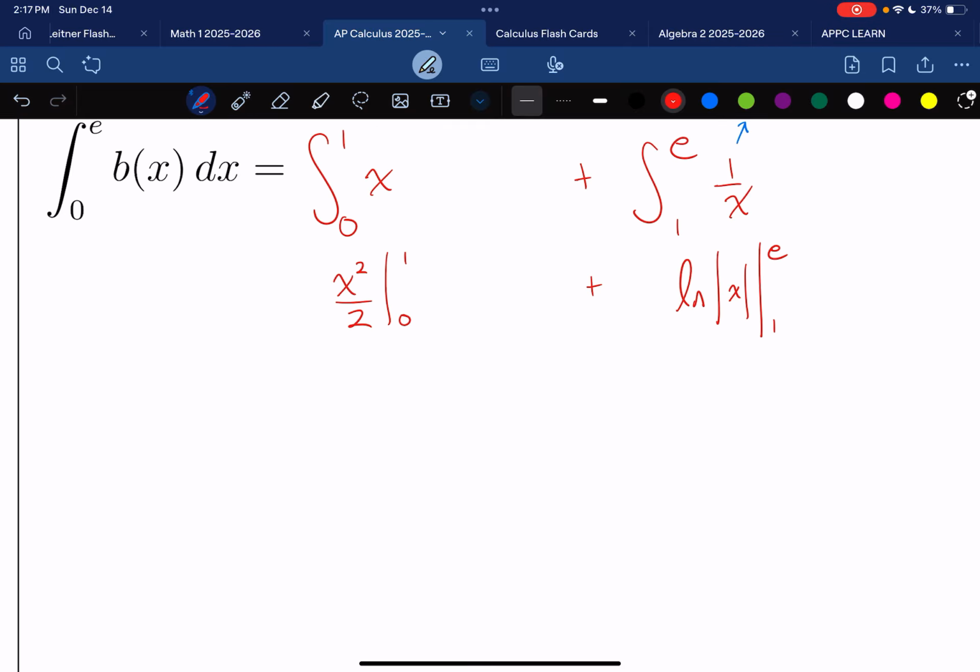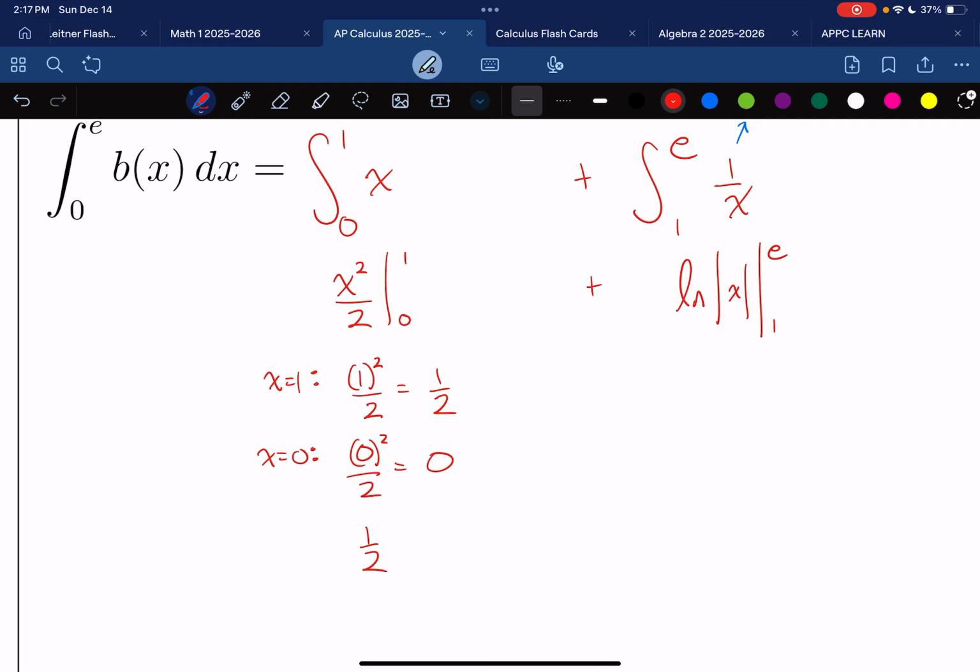Let's do the evaluation. When x is equal to 1, what do I have? I have 1 squared over 2, which is just 1/2. And when x is equal to 0, what do I have? Well, I have 0 squared over 2, which is just 0. Subtracting those two gives 1/2.